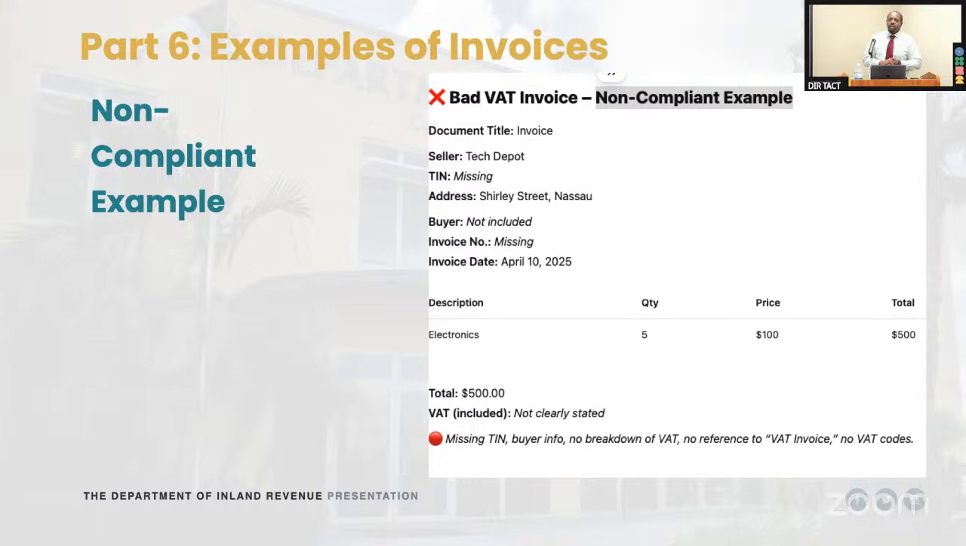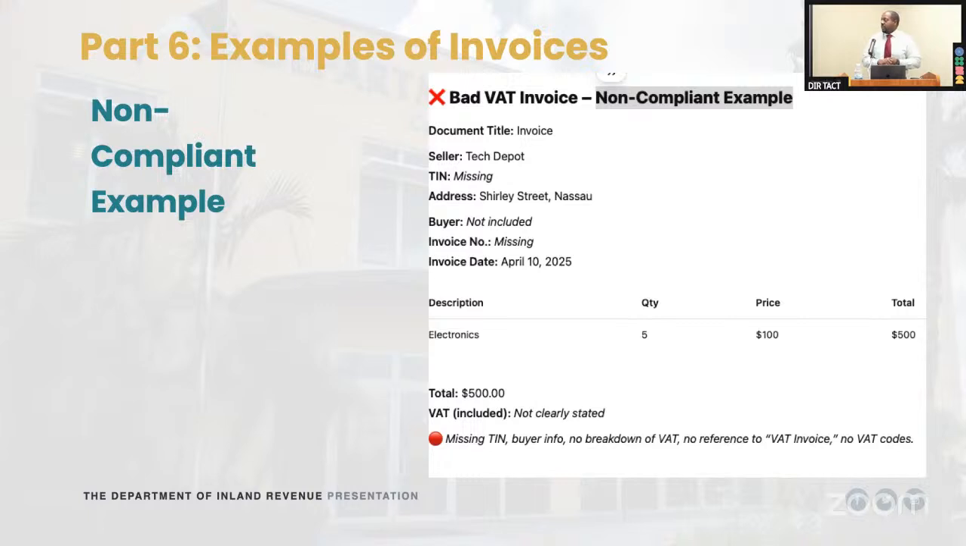We're literally there next to it. What's missing? The TIN number is missing for the seller. Then we get down to the buyer. You don't even have a buyer's name on it. You don't get an invoice number. You got an invoice date. You don't have a TIN for the buyer.